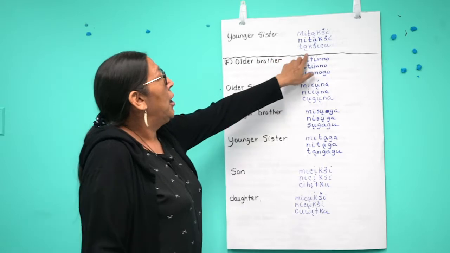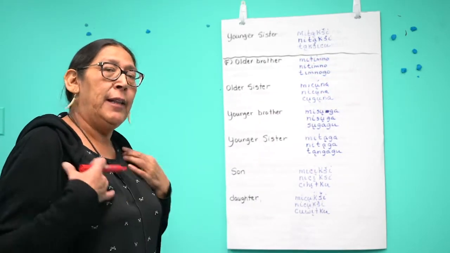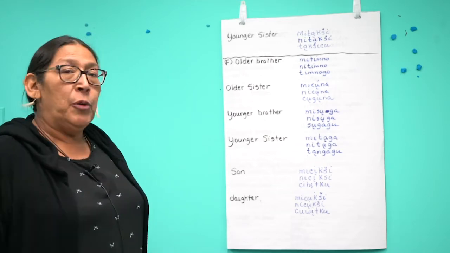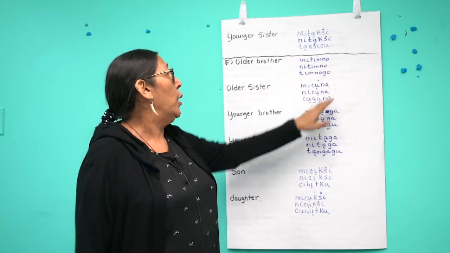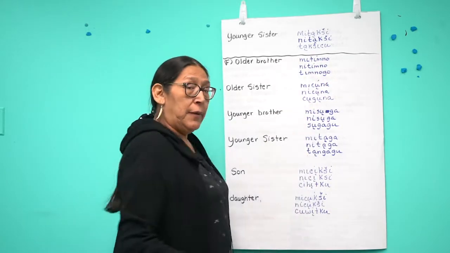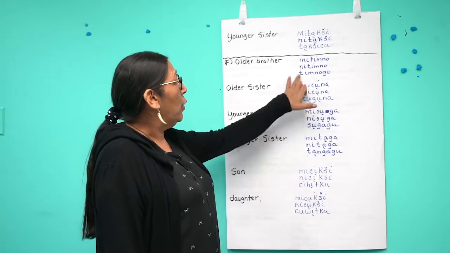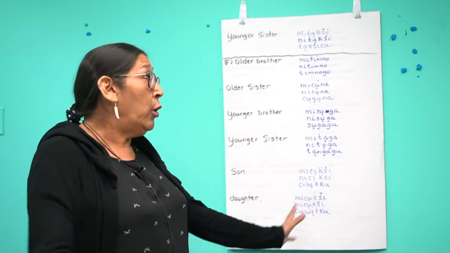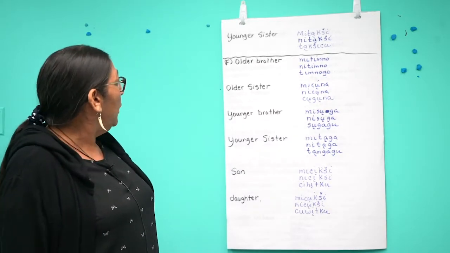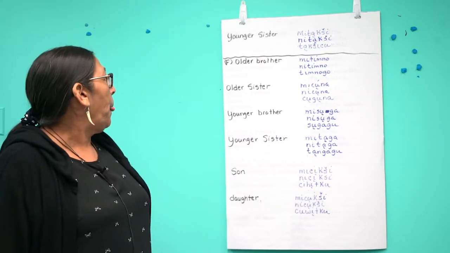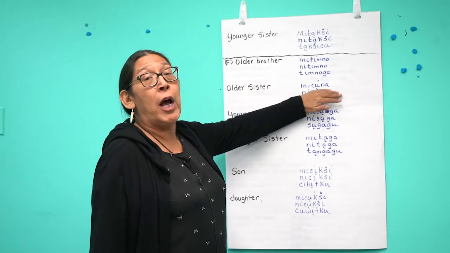Now, if you're a female like I am, and I'm going to talk about my older brother, he would be mitimno. If he's your older brother, he'd be your nitimno. And if he is our older brother, timnogu. Now let's go to our older sister. From a female, you would call her older sister Michuna.